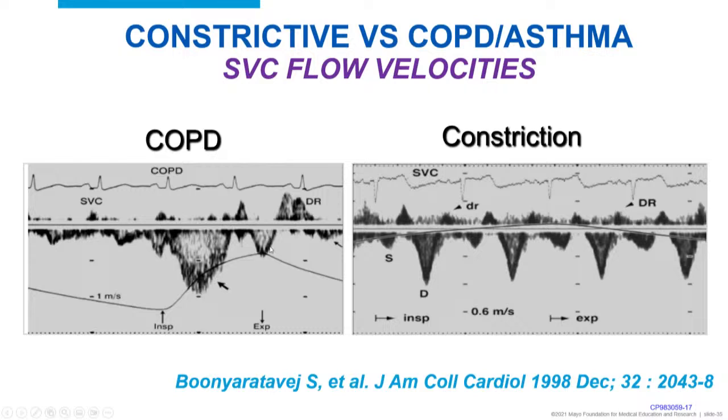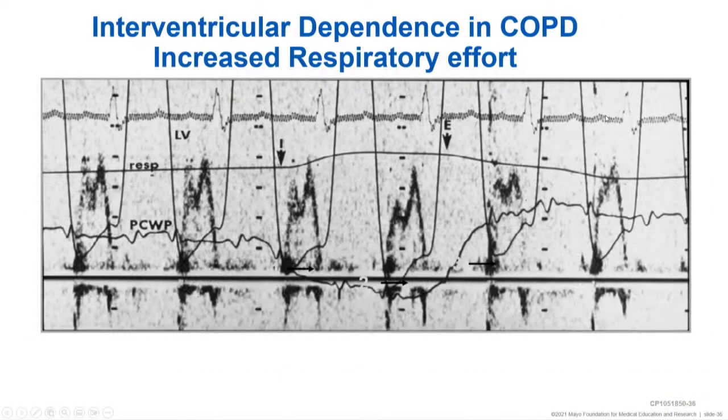So we always do the superior vena cava velocity in patients with constrictive pericarditis, just to make sure that we are not missing or misdiagnosing patients with constrictive pericarditis.